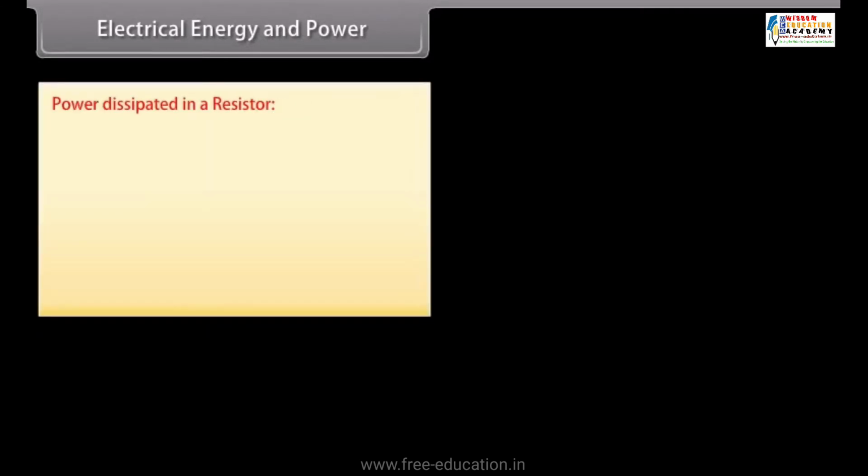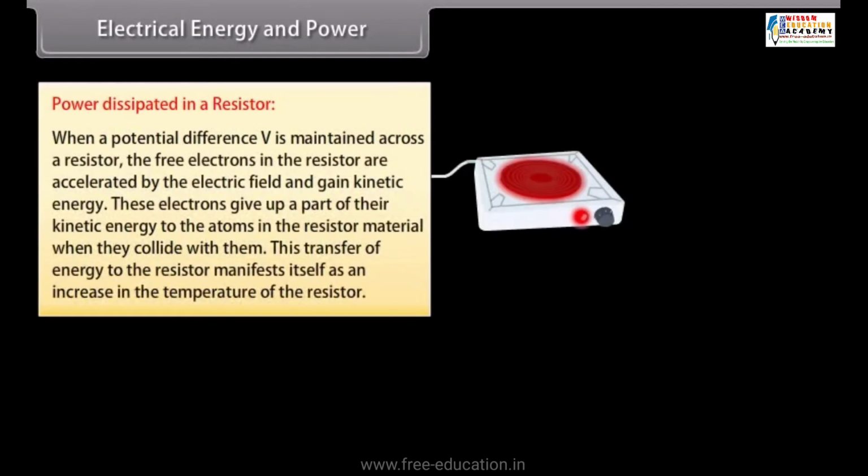Power dissipated in a resistor. When a potential difference V is maintained across a resistor, the free electrons in the resistor are accelerated by the electric field and gain kinetic energy. These electrons give up a part of their kinetic energy to the atoms in the resistor material when they collide with them. This transfer of energy to the resistor manifests itself as an increase in the temperature of the resistor.